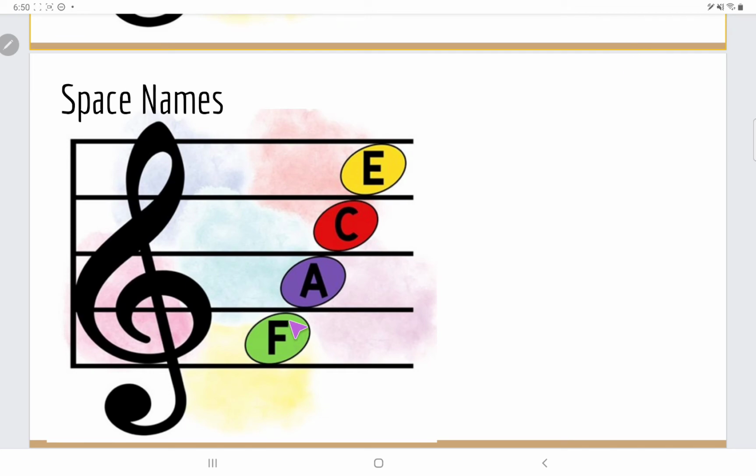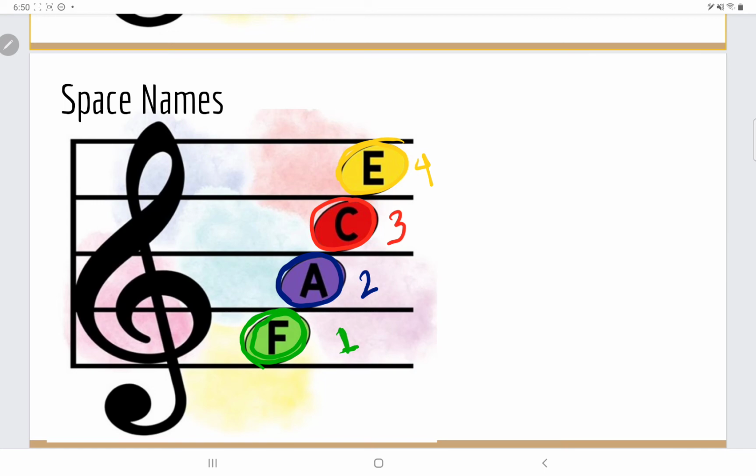So our very first space is F. That's space number 1. Our next space is A. That's space number 2. Our next space is C. That's space number 3. And our last and 4th space is E. That's space number 4 right there at the very top. Remember, we're still going from bottom to top.